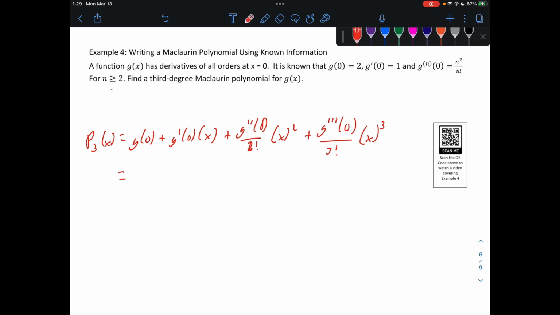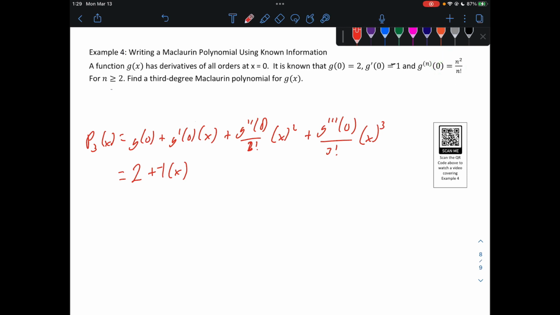Okay. So g of 0, we are told, is 2. g prime of 0 is 1, so 1x. It's actually supposed to be negative 1. I'll fix this for our notes. This problem is supposed to be negative 1 there. And then for g double prime of 0 and further, we're going to use this right here.